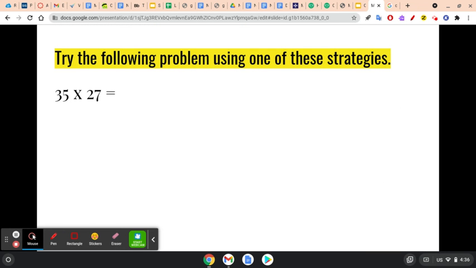All right, so here's a problem that you could try on your own. If you want to pause the video, you can try doing the distributive property method, which is also called the array method or the box method. And so I've given you 35 times 27. So if you would like to pause the video, you may work this problem out using that strategy that you are probably not used to solving, and see if you get the correct answer.